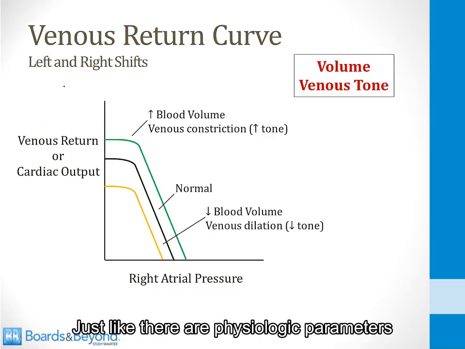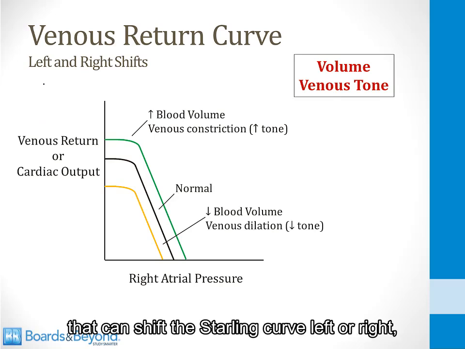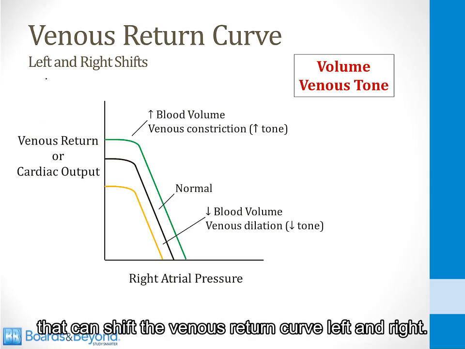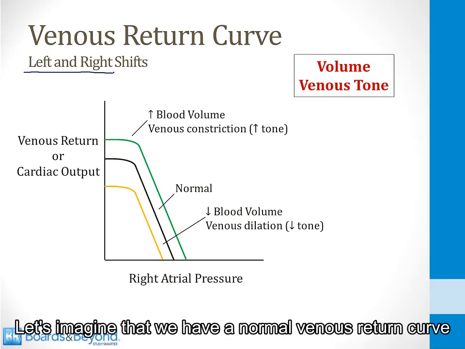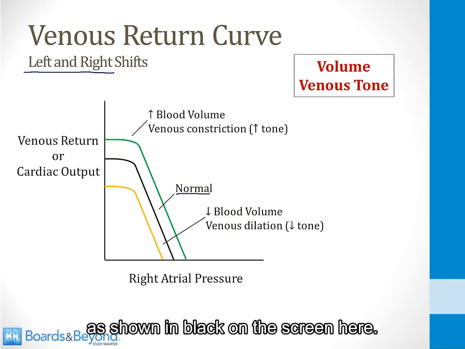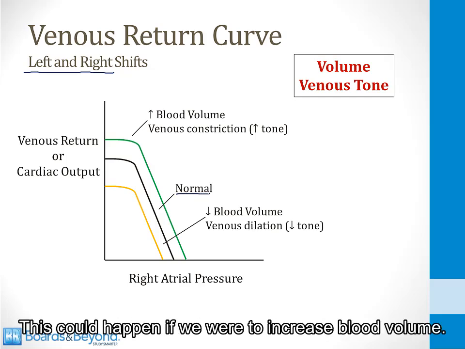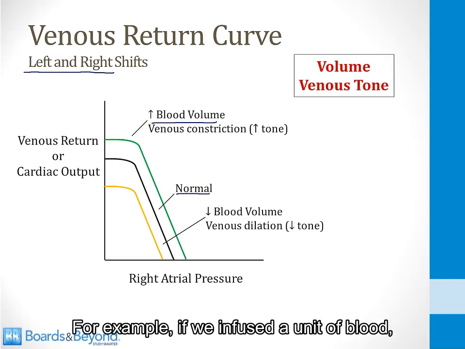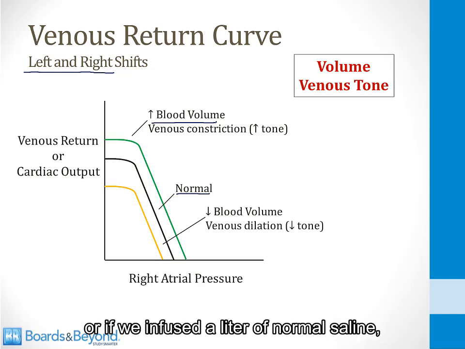Just like there are physiologic parameters that can shift the Starling curve left or right, there are also parameters that can shift the venous return curve left and right. Let's imagine that we have a normal venous return curve as shown in black on the screen here. A shift to the right would look like the curve shown in green. This could happen if we were to increase blood volume, for example, if we infused a unit of blood or if we infused a liter of normal saline.